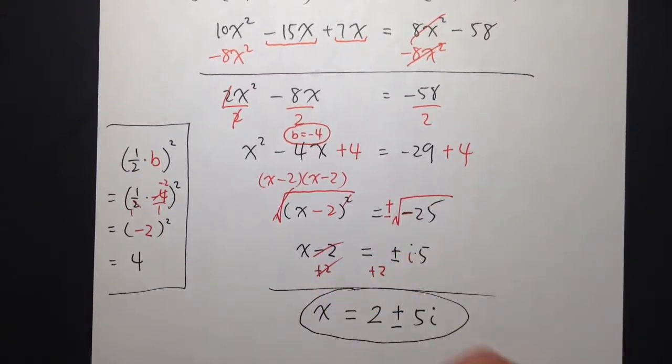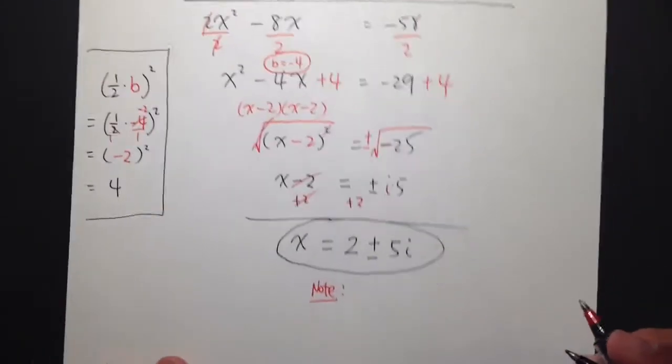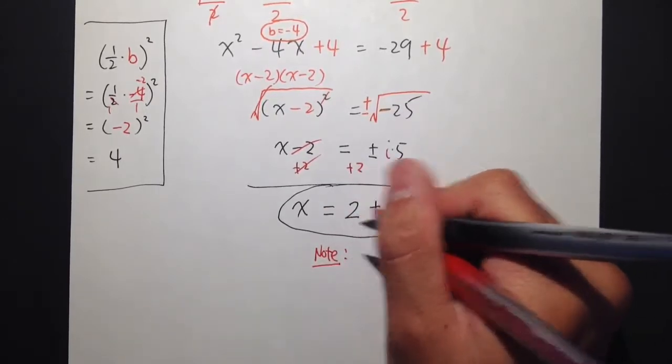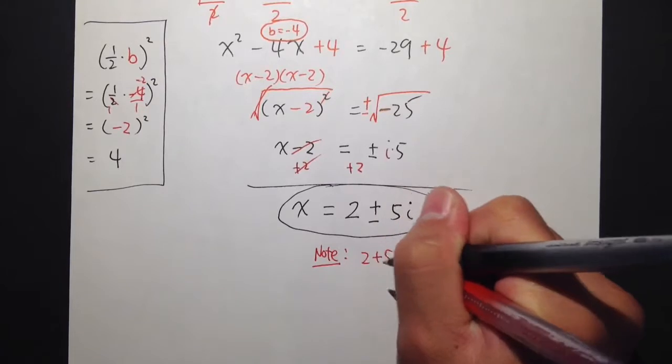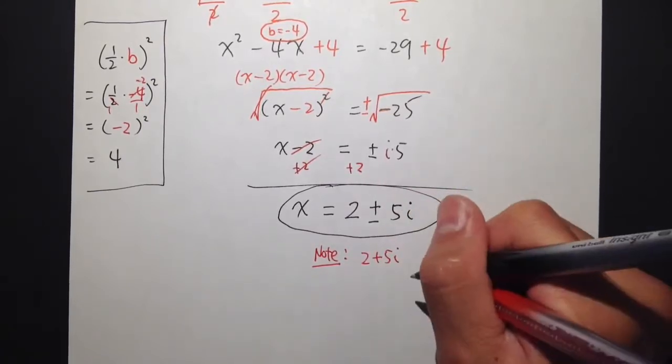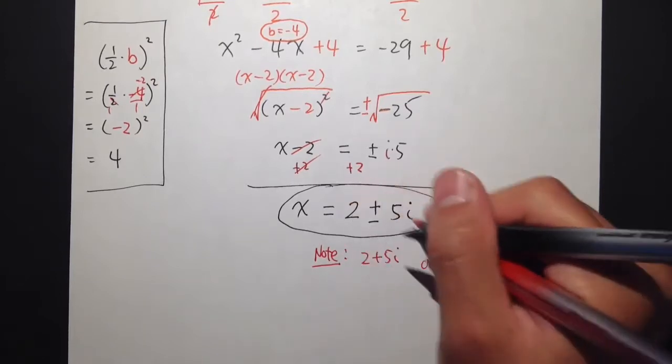And let me make a note. This notation means that we have two solutions. The first solution is 2 plus 5i. Okay, as the first solution. And the second solution is 2 minus 5i.